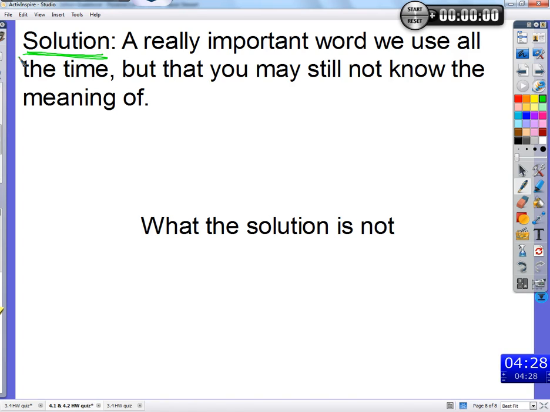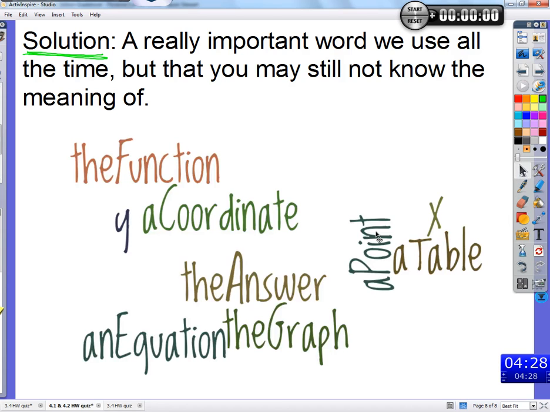First, let me show you what the solution isn't. There's lots of things people say, and if I say, what's the solution, they give me lots of answers, but none of them are correct. So, the function y, x, a coordinate point, a table, equation, graph. Here's the most common one, the answer, still wrong. The solution and the answer are not the same thing.